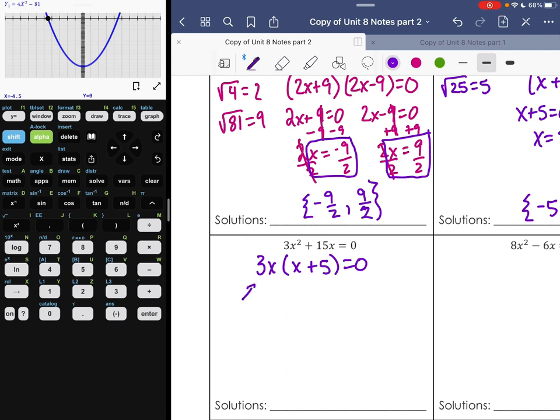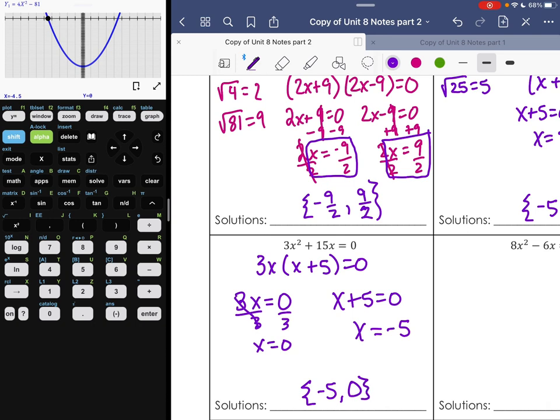This is still a factor, so you're still going to set it equal to 0. So you're going to have 3x equals 0 and x plus 5 equals 0. Well, if you divide this by 3, 0 divided by 3 is 0. And any time that you have a GCF factor like this, where c is missing, one of the answers is going to be 0. And then over here, it's just going to be -5, because -5 plus 5 would be 0. And so then your solution is -5, 0, like that.